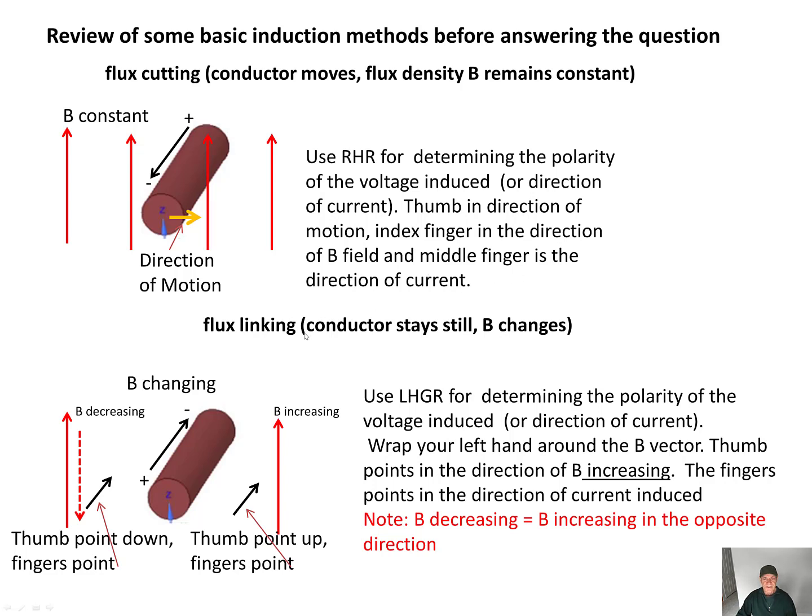So flux linking is when the conductor stays still, but B changes. So here's an example. B is decreasing, which is equivalent to B increasing in the opposite direction. Use the left-hand grip rule for determining the polarity of the voltage induced or direction of the current. Wrap your left hand around the B vector, and the thumb points in the direction of B increasing. The fingers point in the direction of the current induced. Note, B decreasing equals B increasing in the opposite direction.